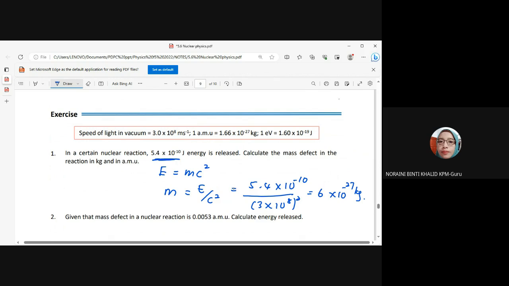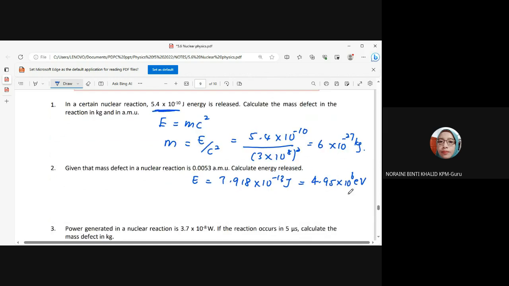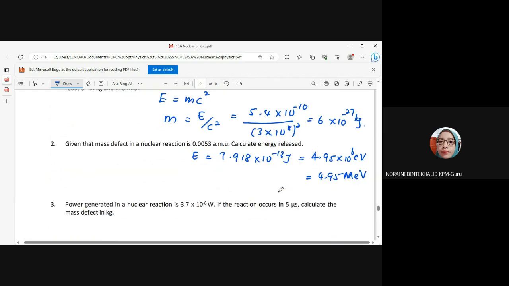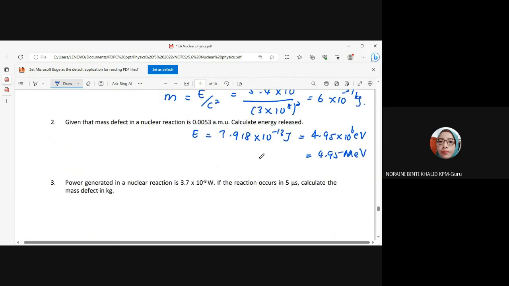Okay, untuk yang E tu, bawah ni number 2 tu, answer you all dalam joule, cuba tukar ke EV. EV ialah 4.95 10 power 6 EV. Macam saya tunjuk tadi. Macam mana you dapat ni? 10 power 6 ialah mega EV. Okay. Kalau paper 1 tu sometimes saja nak test you all untuk unit juga.